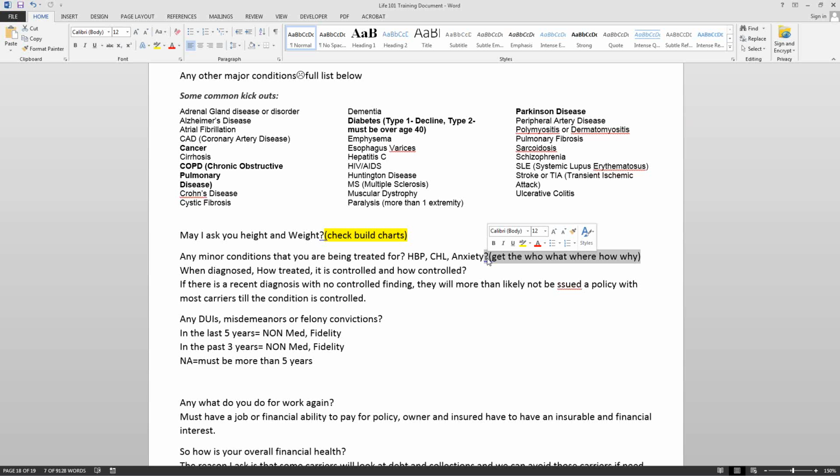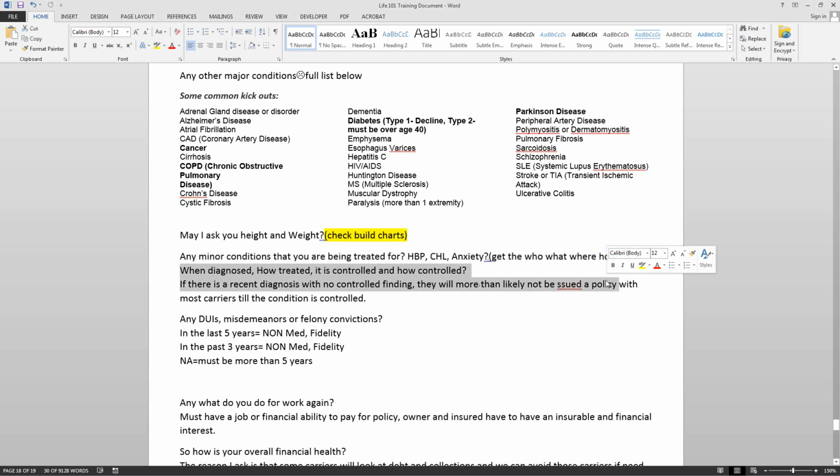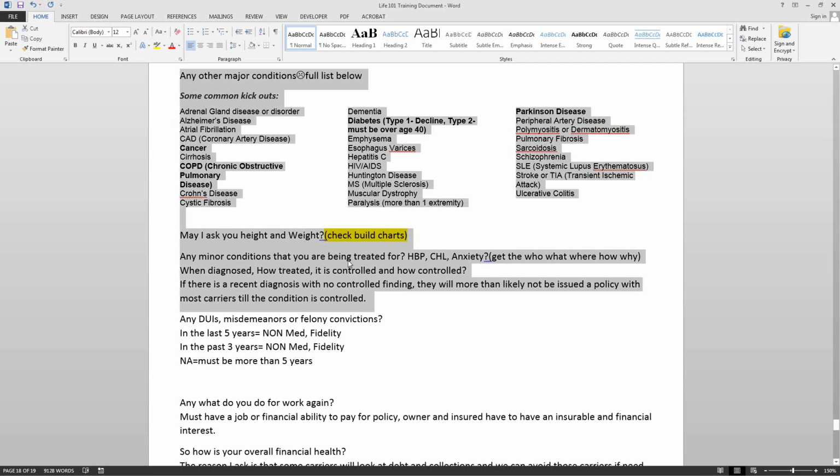We're going to have to think outside the box, something guaranteed issue, something graded death benefit, depending on the age. When you find these things out, take some notes, ask them how it was treated, when it was treated, how is it controlled. If it got diagnosed yesterday, we may have to wait until it is controlled before they will issue a policy. So overall health is what we're trying to assess here, okay?